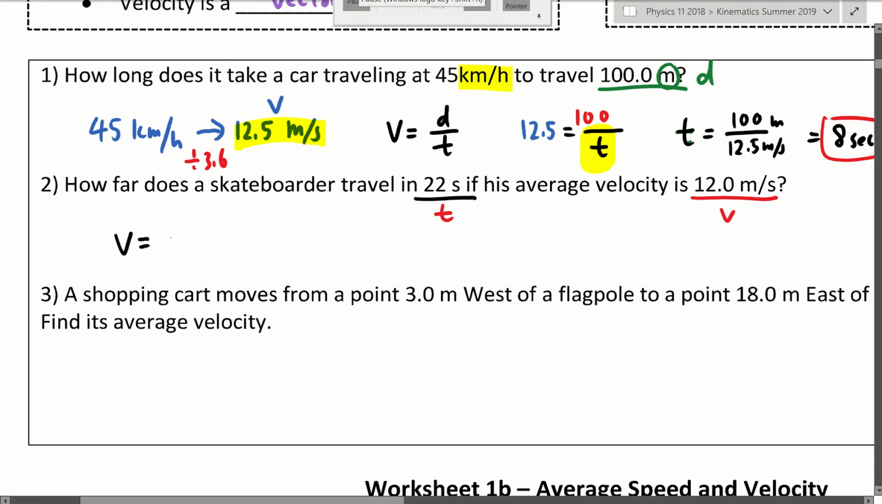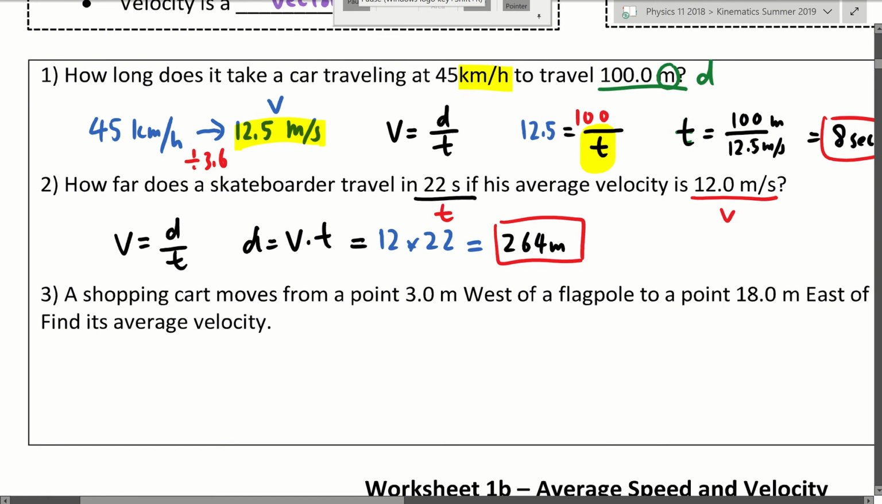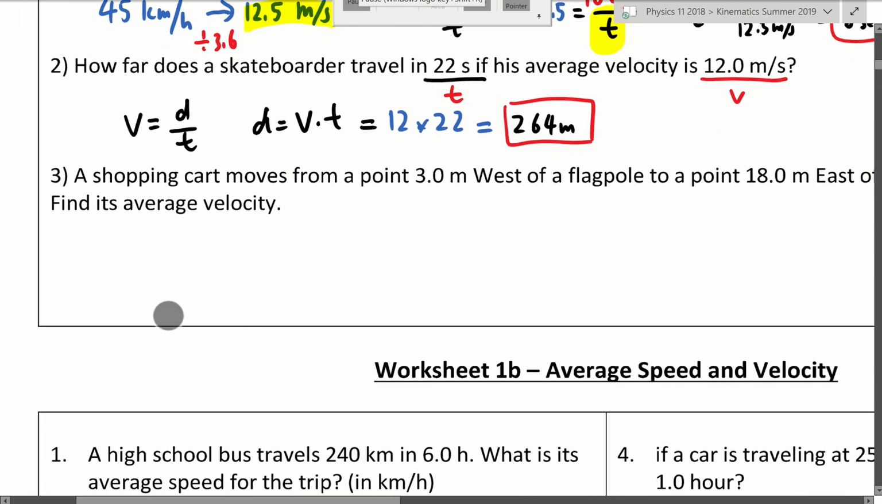So velocity equals distance over time. Distance is velocity times time if you rearrange a little bit. So therefore, velocity times time, 12 times 22. That's it, right? 12 meters per second times 22 seconds. And that's 264 meters. That's your displacement or distance traveled, because I don't really know the direction, so I guess it's only a distance traveled.